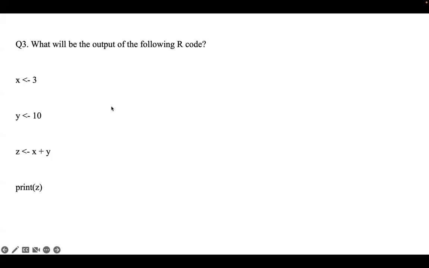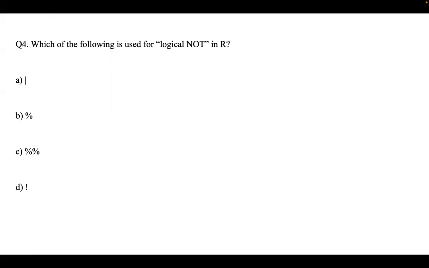Actually, this brings me to one more thing, which I'll just tell you in a moment. Okay. So which of the following is used for a logical not? You want to negate the output. D. It's the exclamation mark. Great.